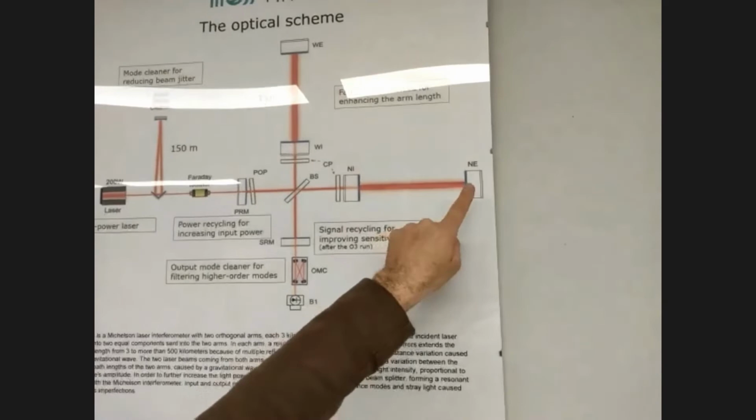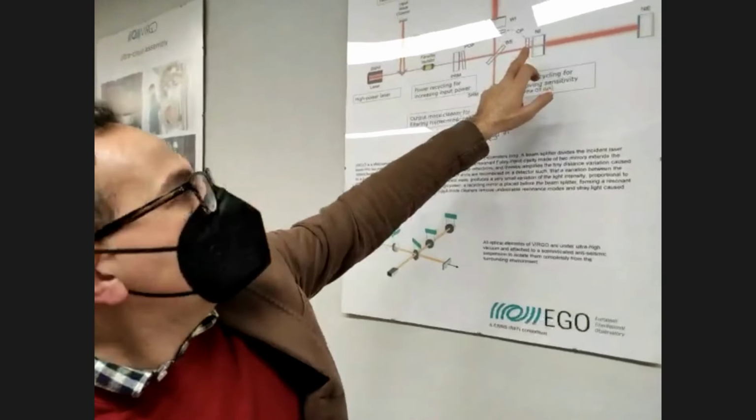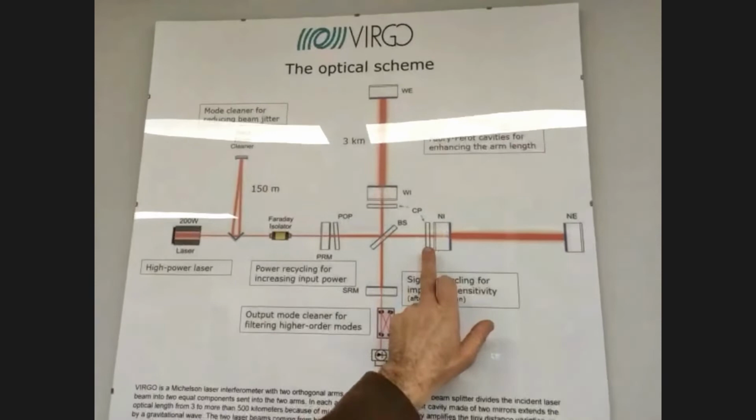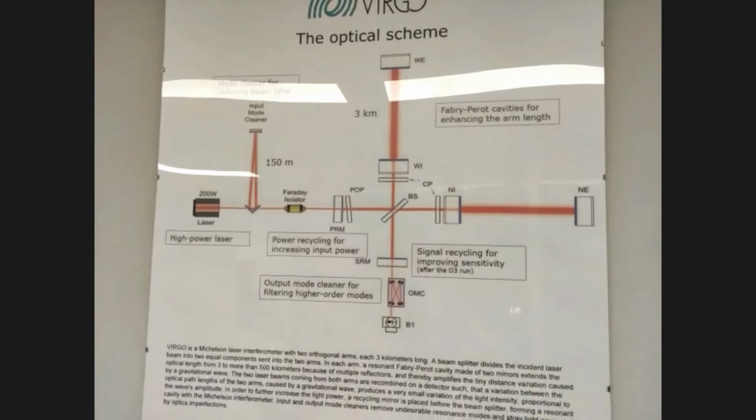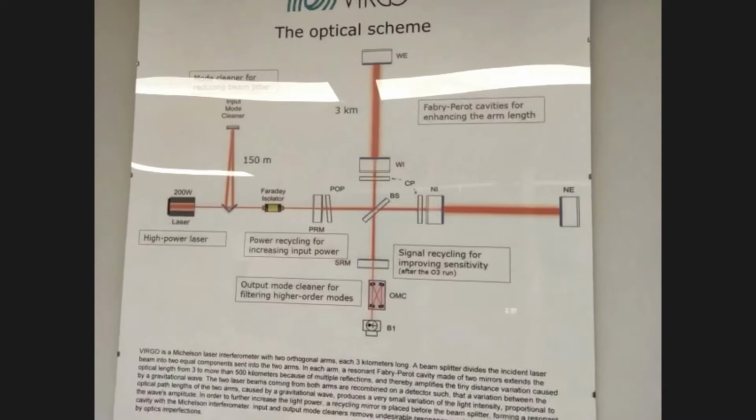But also we have additional mirrors. Okay, you can see them. So we have additional mirrors, which are meant to allow the light to go back and forth our 3 kilometers tubes several times. Indeed, we make the light go back and forth about 500 times. This is to make our effective length of the machine like 1,500 kilometers long.